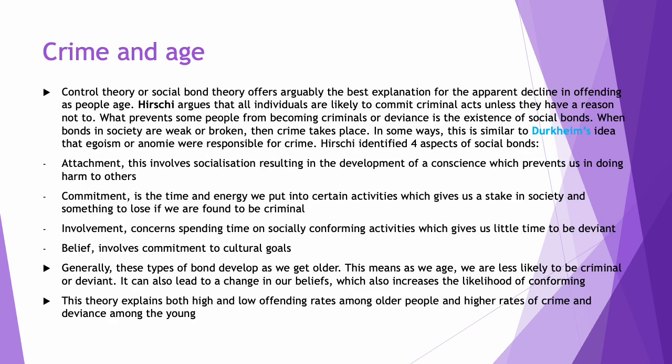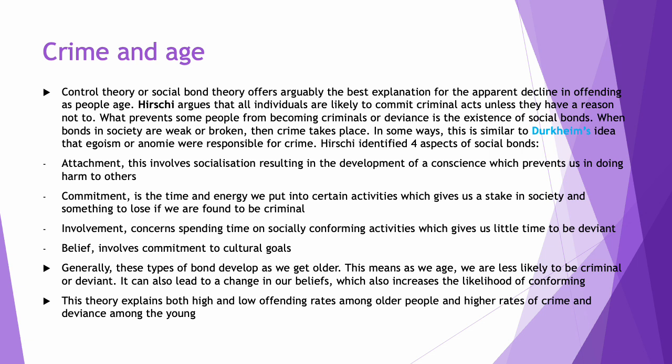Control theory or social bond theory offers arguably the best explanation for the apparent decline in offending as people age. Here, Hirschi argues that all individuals are likely to commit criminal acts unless they have a reason not to. What prevents some people from becoming criminals or deviants is the existence of social bonds. When bonds in society are weak or broken down, then crime takes place. In some ways, this is similar to Durkheim's idea that egoism or anomie was responsible for crime.